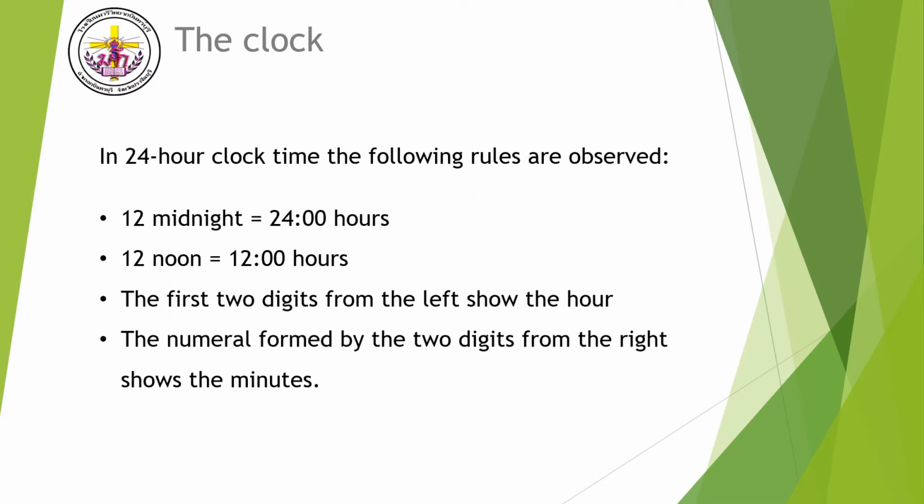In 24-hour clock time, the following rules are observed. 12 midnight equals 24 hours. 12 noon equals 12 hours. The first two digits from the left show the hour. The numeral formed by the two digits from the right shows the minutes.